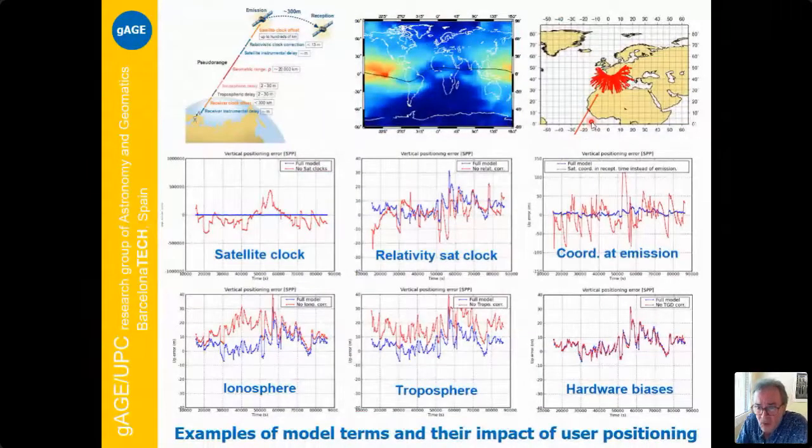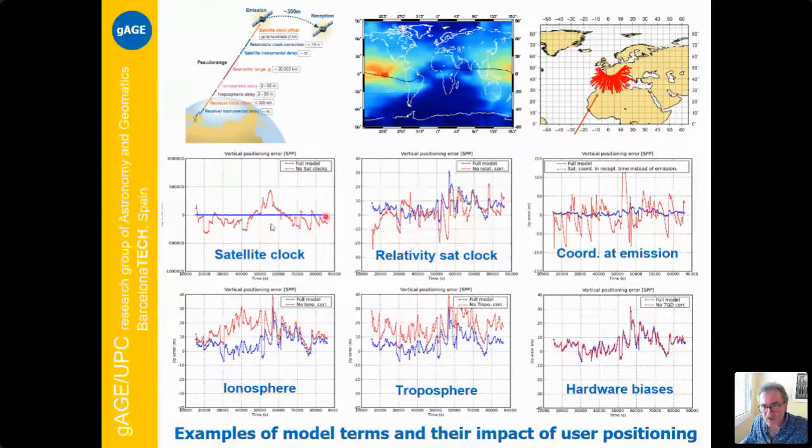Here we have a layout of the effect of these error sources at the positioning level. And the idea is, okay, what is the effect that the relativistic correction or ionosphere or troposphere produce at the positioning level?